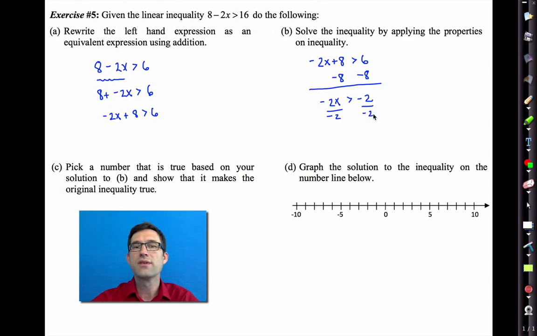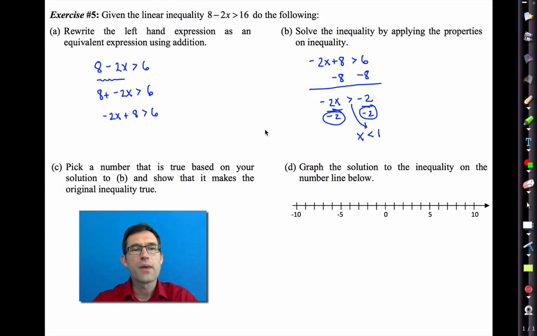As soon as I do this division by negative 2, then this inequality would suddenly become false. To keep it true, I have to flip the inequality. Why? Because I divided by a negative. Anytime you divide by a negative, we get something that changes the truth value of our inequality. So to keep it true, we have to flip-flop that inequality from greater than to less than, at least in this case.